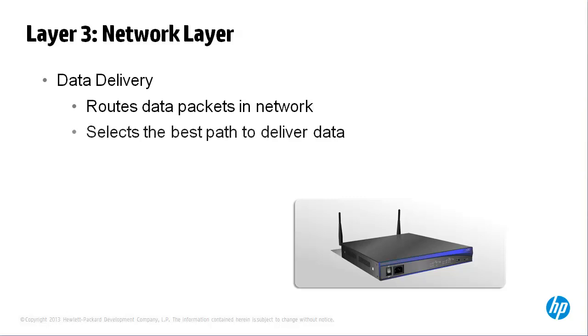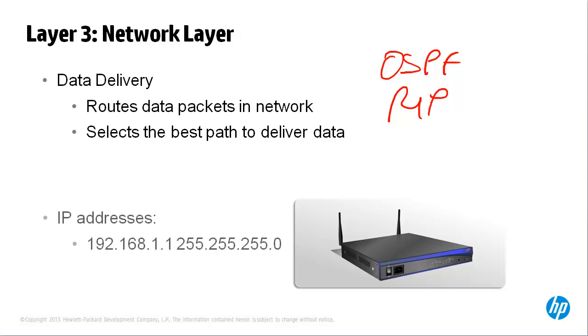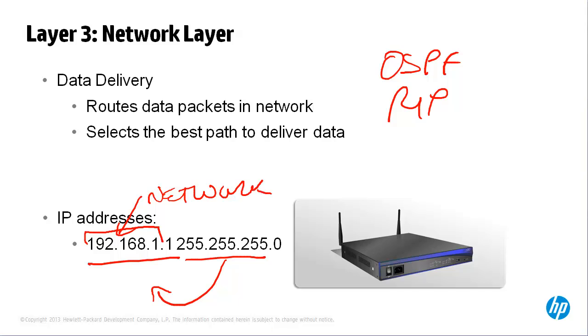Routers or layer 3 devices choose or select the best path to deliver data based on the information provided by routing protocols such as OSPF, or Open Shortest Path First, and RIP, or Routing Information Protocol. They use the logical addressing scheme of IP version 4 to determine the best path. So in IP version 4, we have a network such as 192.168.1.1 with a network mask. The network mask informs devices that the first 3 octets are network, and that's how routing decisions are done.